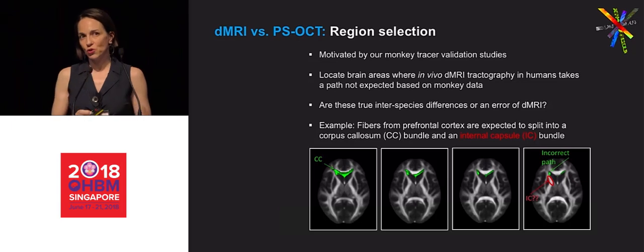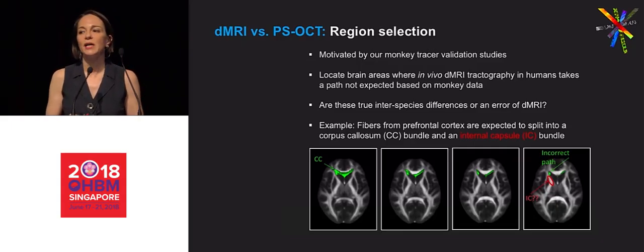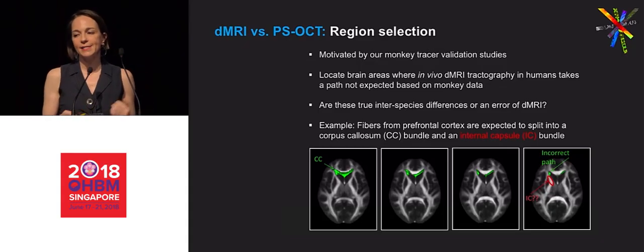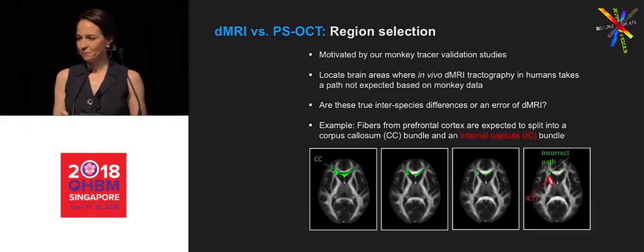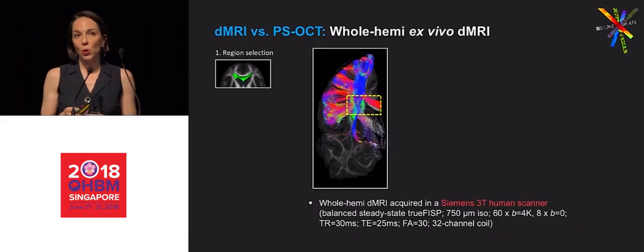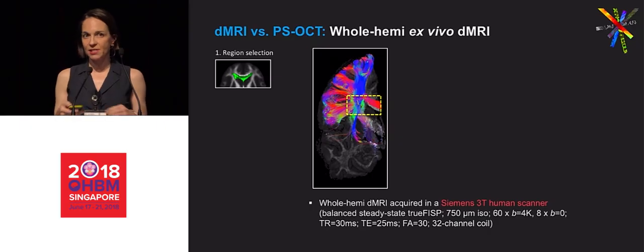The example that I'm going to show is from an area of white matter where we expect fibers from the prefrontal cortex to split into two bundles, one going through the corpus callosum and one going through the internal capsule. But sometimes, as in the example that I'm showing here, in human in vivo tractography data, we see that the internal capsule bundle is missing, and instead the tractography takes a different path. We locate that particular area where that split is supposed to happen in a postmortem human brain hemisphere.